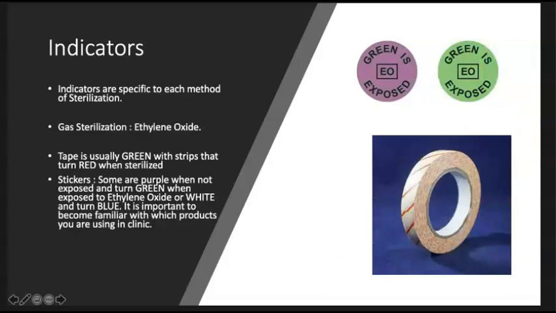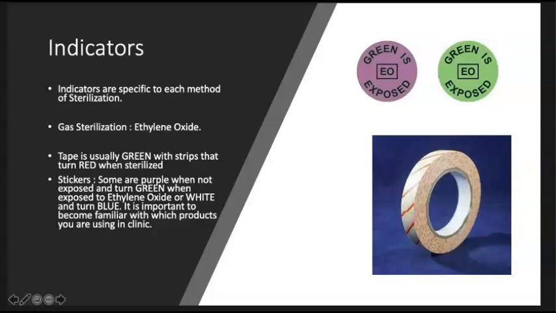There are indicators for ethylene oxide sterilization as well. It is tape specific to ethylene oxide. The tape is usually green and impregnated with a material that turns red when exposed to ethylene oxide.